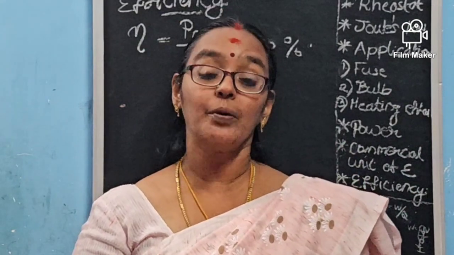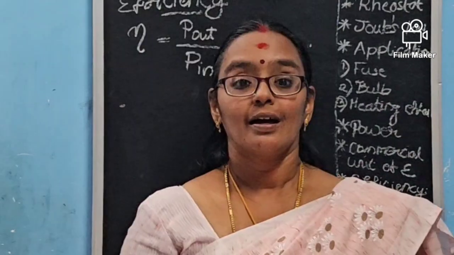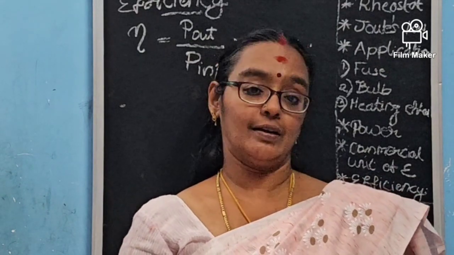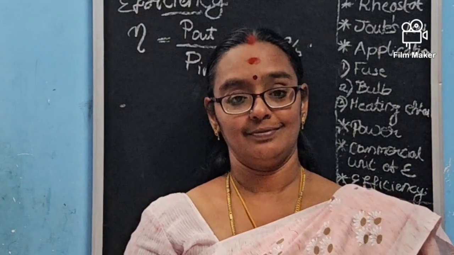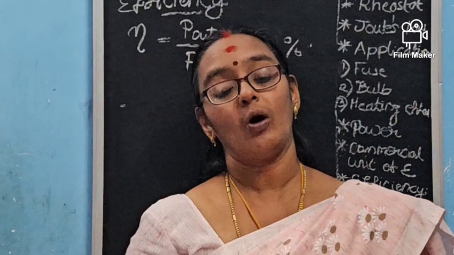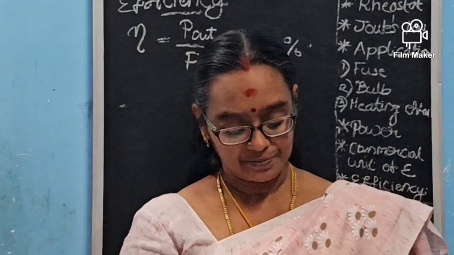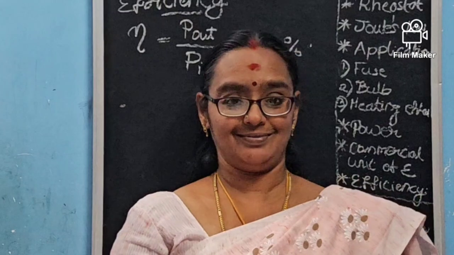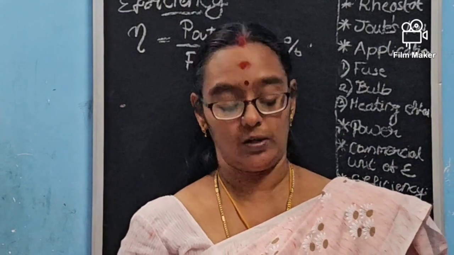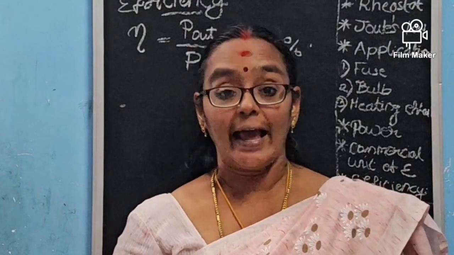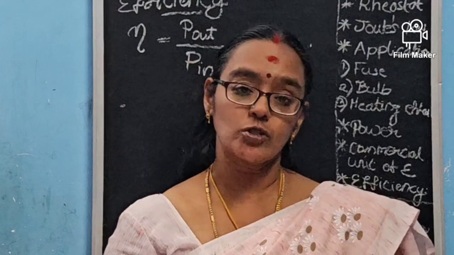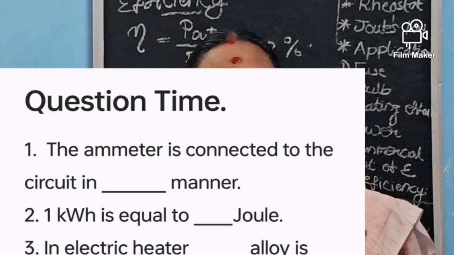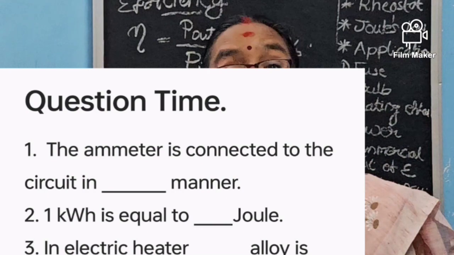Now we are going to have the question time. Are you ready? The first question is, ammeter is connected to the electric circuit in dash manner, series manner or parallel manner? Second one, it's very easy one. 1 kilowatt hour is equal to dash joule. Third one, in electric heater, dash alloy is used. These are the questions, and I think it's very easy for you to answer.